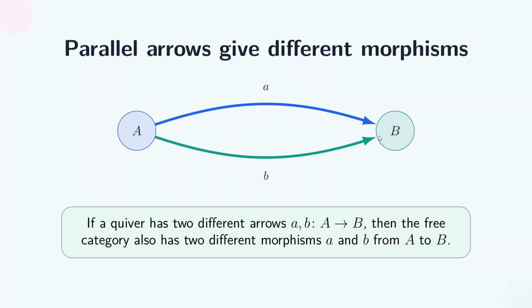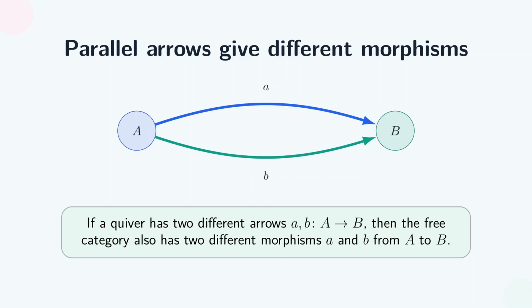This may seem obvious, but it is worth pausing over. The free category does not say, these arrows go between the same two objects, so let us merge them. No. If the original quiver has two distinct arrows, then the free category remembers both of them as distinct. So the free category is faithful to the combinatorial shape of the quiver. It keeps different arrows different, and it keeps different paths different. Nothing is identified, unless we explicitly impose relations later.